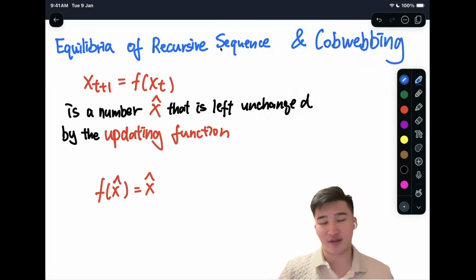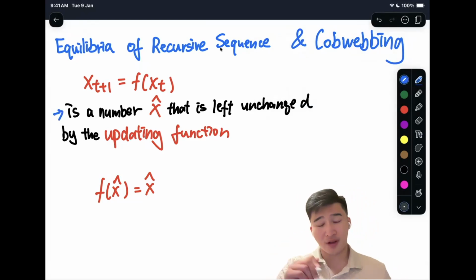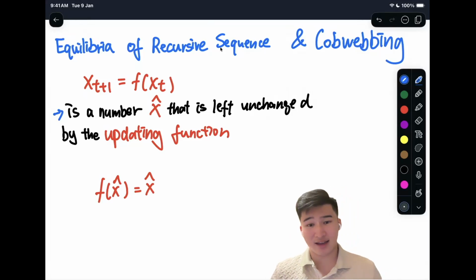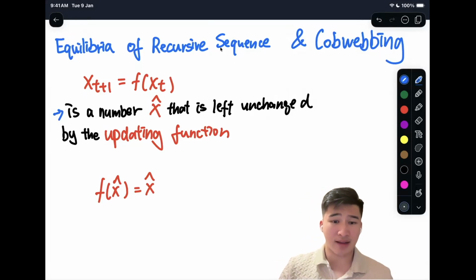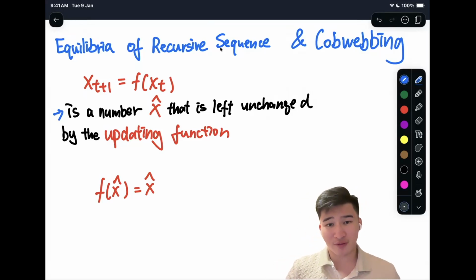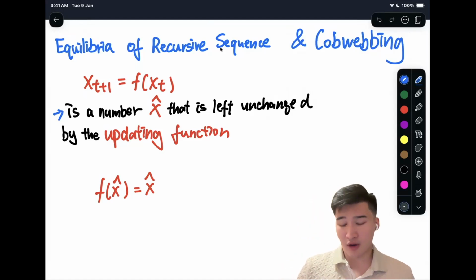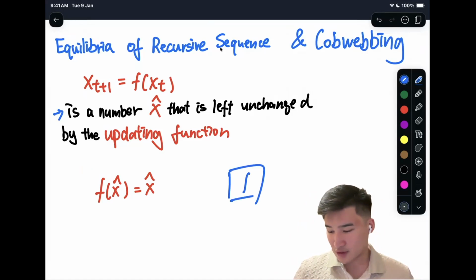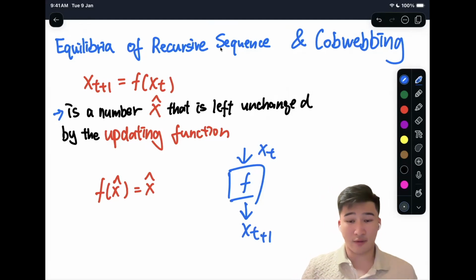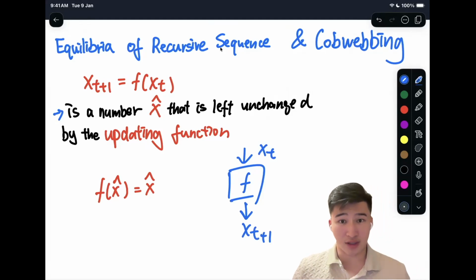We've seen this equation a lot of times. Now, an equilibrium, by definition, is a number x, which we call x hat, that is left unchanged by the updating function. We know the updating function basically gives you the value for the next term by inputting the current term. If you remember in our module function, we have an updating function. We input a current term, and we get the term for the future. That's what an updating function does.